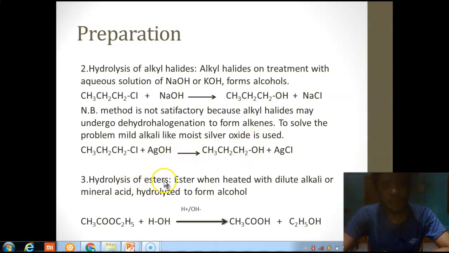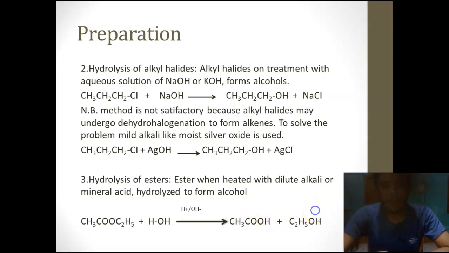Next, hydrolysis of esters. Esters when heated with dilute alkali or mineral acid, for example NaOH or HCl, will be hydrolyzed to form an alcohol. See this reaction: CH3 C double bond O, then it will take H from the water, so it will form the acid, and C2H5 with OH will form C2H5OH. So whenever an ester is hydrolyzed in the presence of dilute alkali or dilute mineral acid, it will form an acid and alcohol.